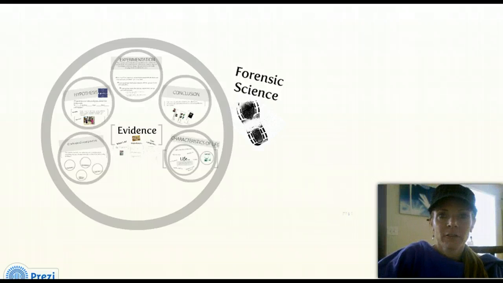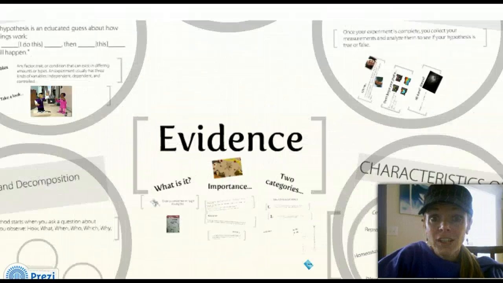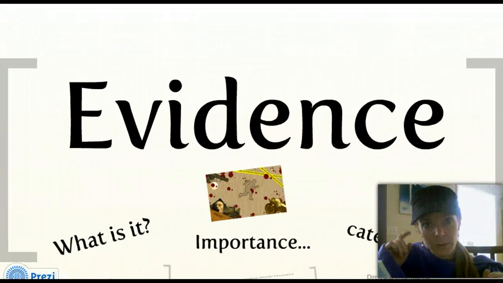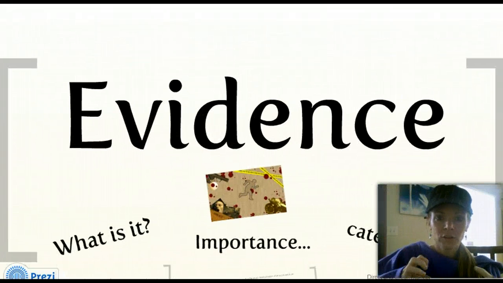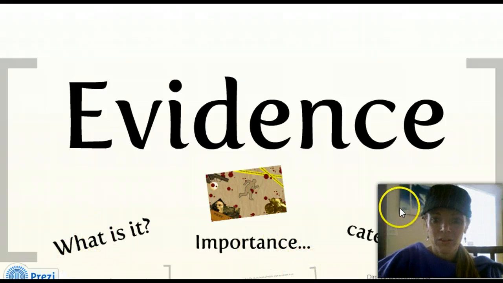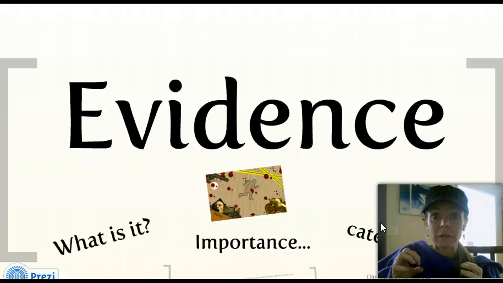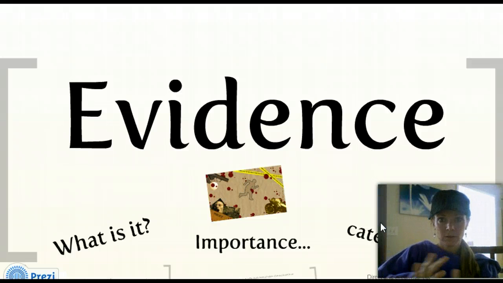All right, so Forensic Science Unit 2 is basically covering all of the ins and outs of evidence. So yes, we are going to go in depth. This first little section is just kind of, as you can see here, what is it, the importance of it, and the two categories of evidence that we'll look at. But throughout this entire unit, we'll go through some of the specific evidence, how they use it, what they do with it, and so forth. So you guys are going to be inundated with evidence. All right, so let's get started.